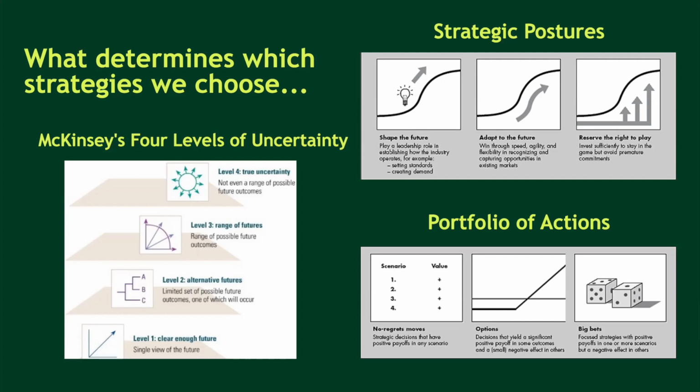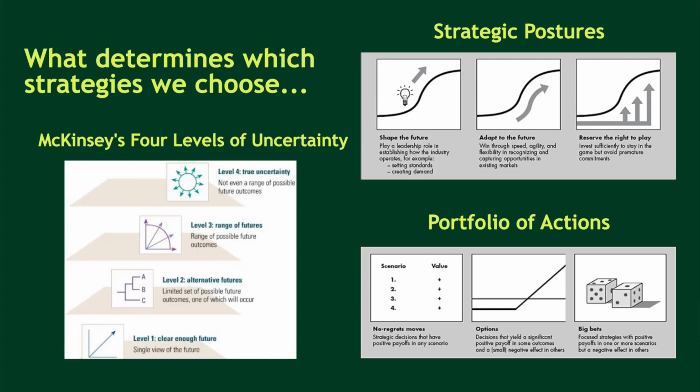We also have shapers who take control of the market by creating opportunities in the market to shape the future of the industry. Shapers take different actions based on the level of uncertainty. In level 1, shapers try to create uncertainty, whereas in level 2 through 4, they try to lower uncertainty and create order out of chaos. Last, we have the reserving posture, which means investing sufficiently to stay in the game but avoid premature commitment.